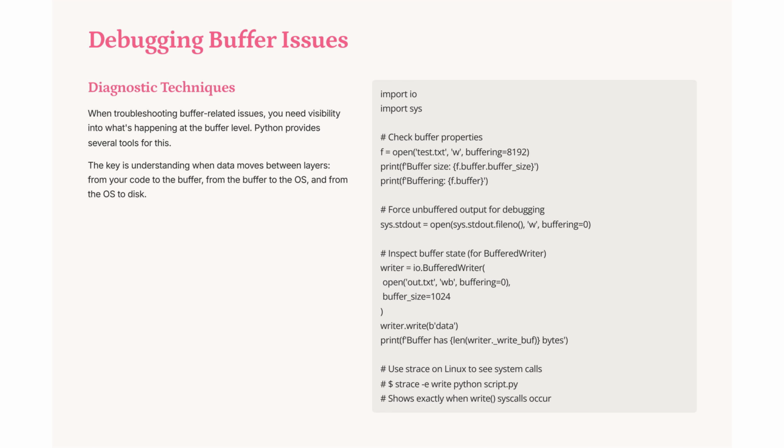To debug buffer issues, gain visibility into buffer operations. Use Python tools to check buffer properties and force unbuffered output for clarity. Inspect buffer states with io.BufferedWriter, and utilize strace on Linux to monitor system calls. Understanding data movement between code, buffer, operating system, and disk is crucial for effective troubleshooting.